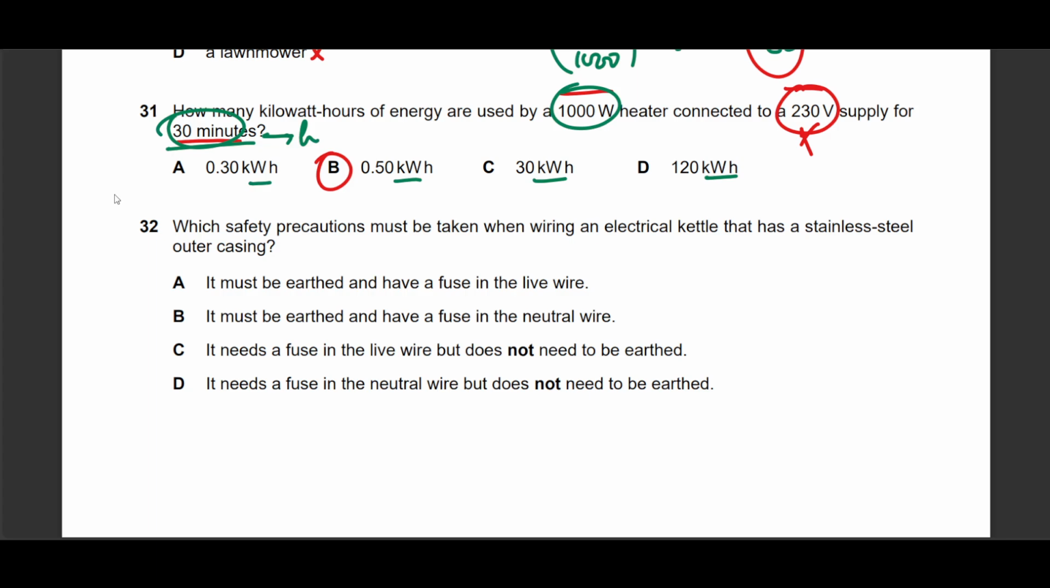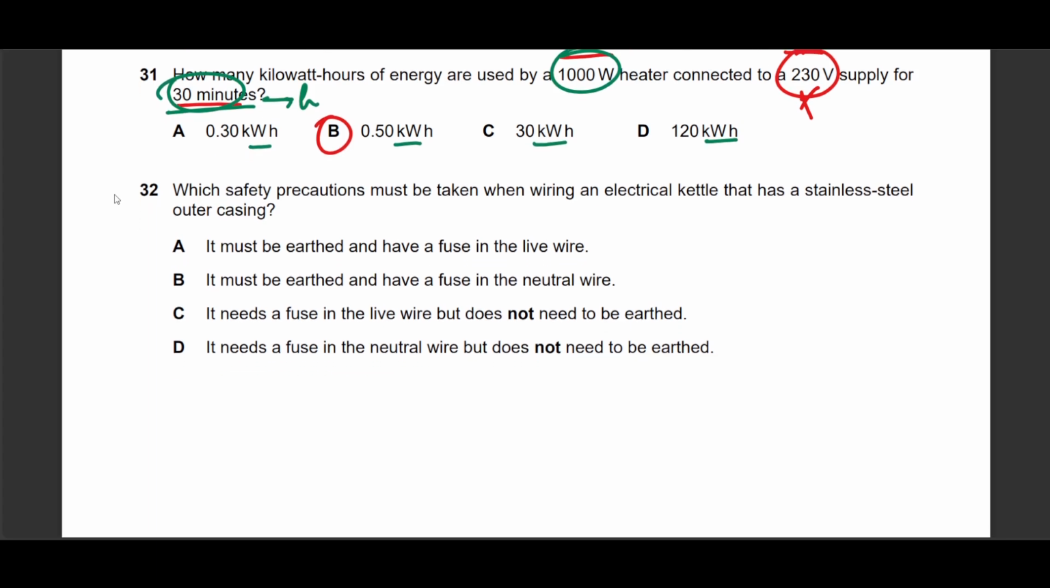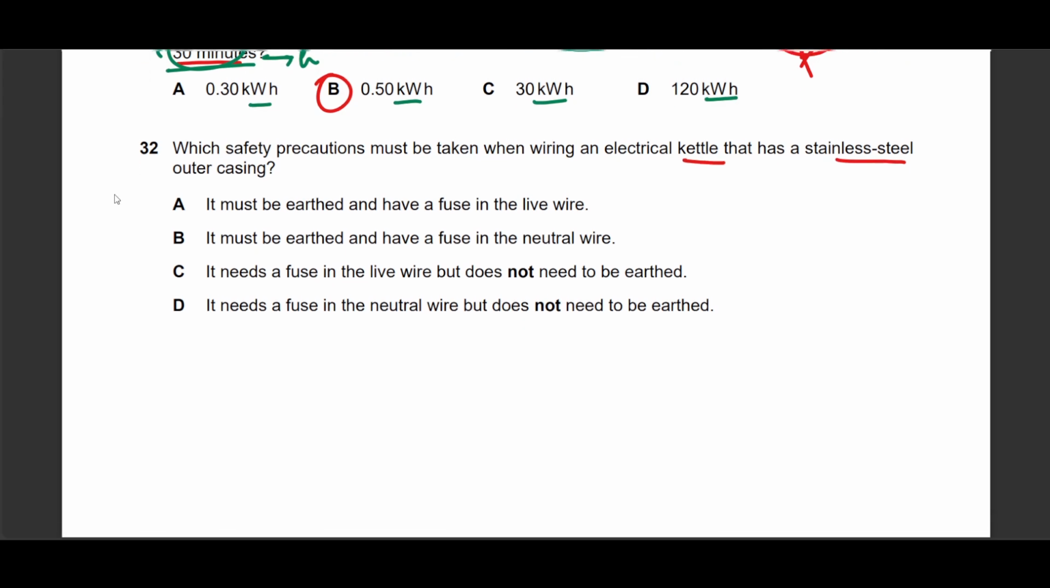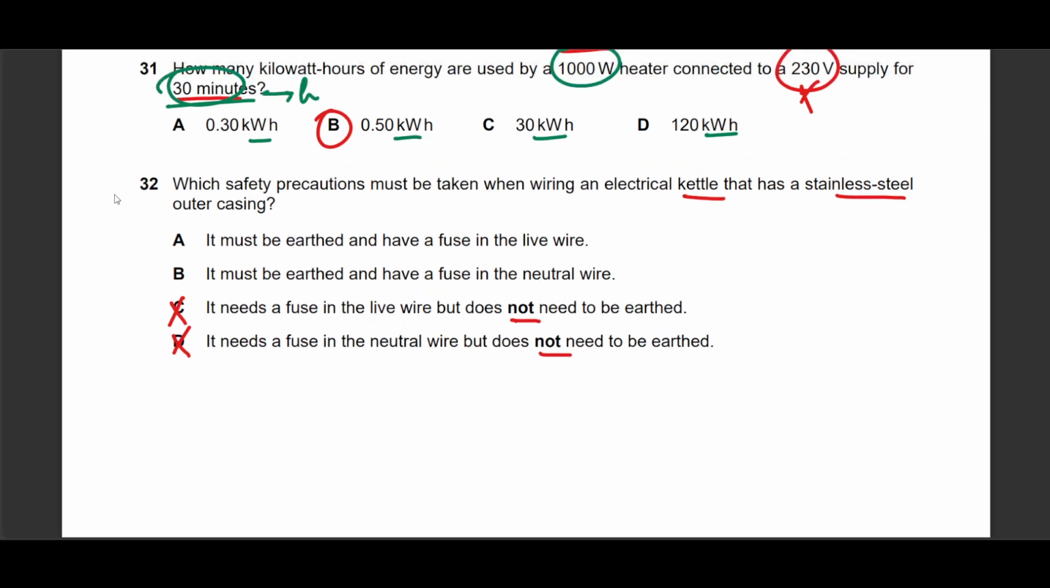32 asks which safety precaution should be taken for an electric kettle that has a stainless steel body. Now, if the body is of metal, there needs to be an earth wire. So in the question, options C and D say it does not need to be earthed. These options will be rejected to begin with, because a metal body needs an earthing connection. So it must be earthed, yes, a good practice. Have a fuse in the live wire, yes. Have a fuse in the neutral? We need a fuse, but we don't need it in the neutral wire. It has to be in the live wire.